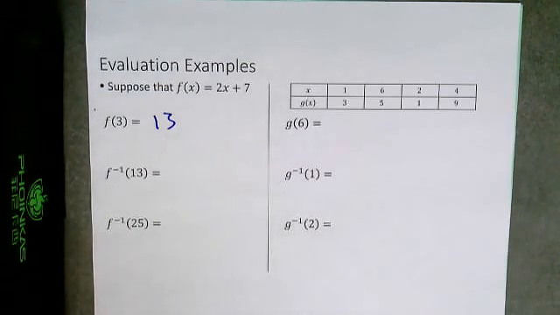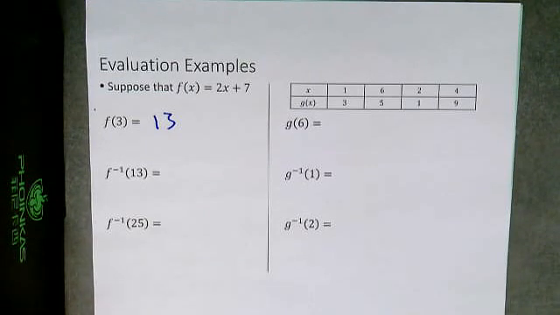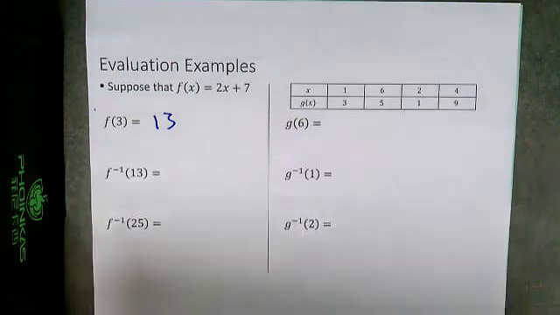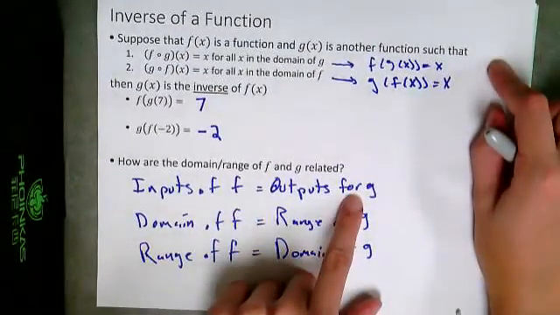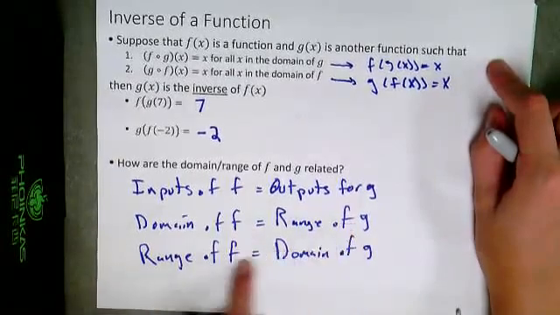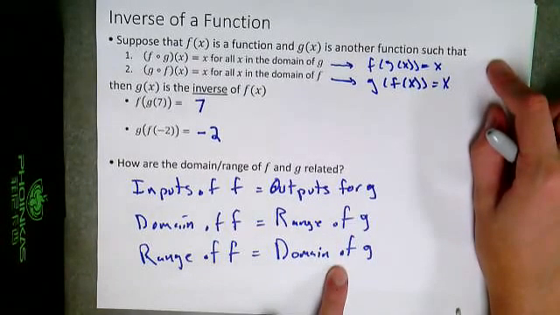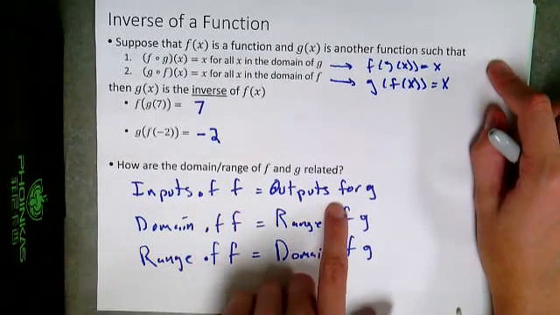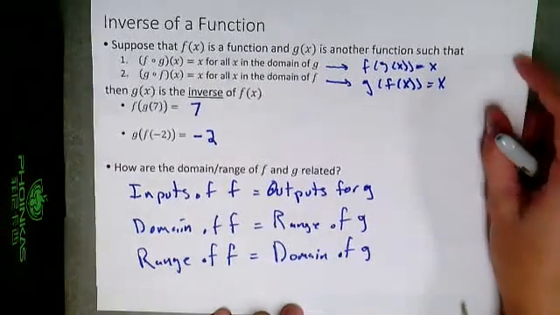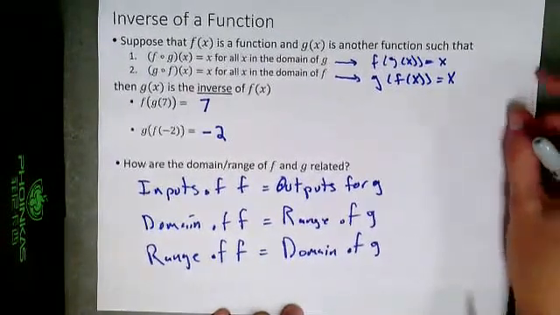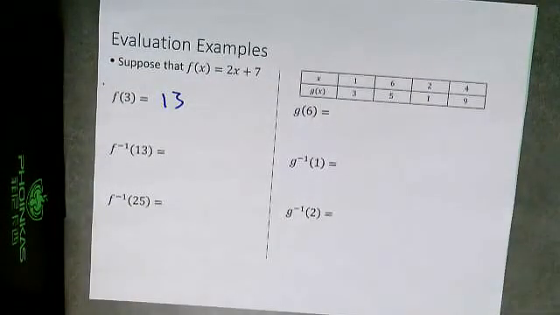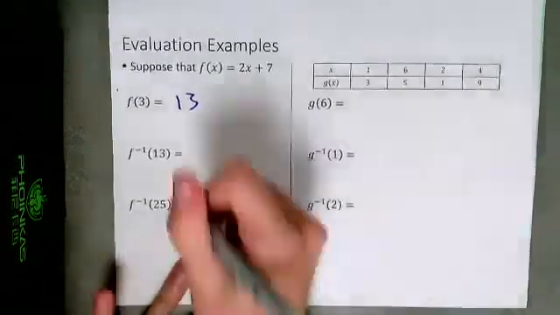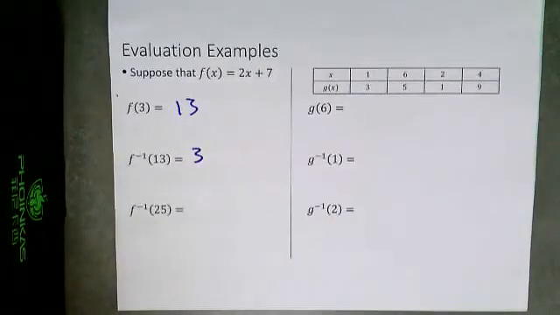remember that from a few pages ago, I'm going to pull it back. Inputs of f are outputs of g. Domain of f is range of g, and range of f is equal to domain of g. Right? So in this case, let's look at the first part. Inputs of f equal the outputs of g, and vice versa, right? So the inputs of g equal the outputs of f. So this is going to be 3.